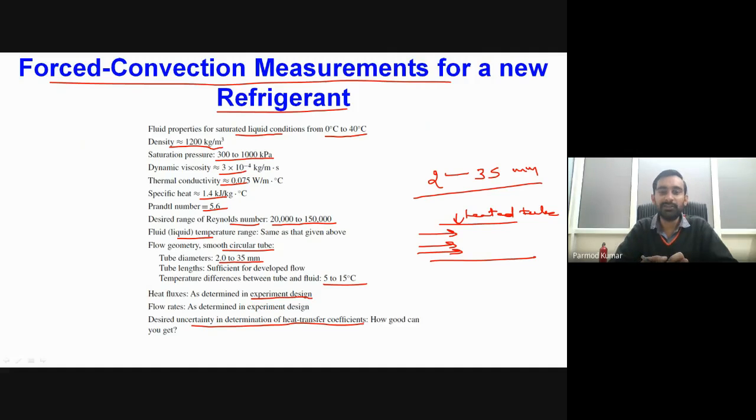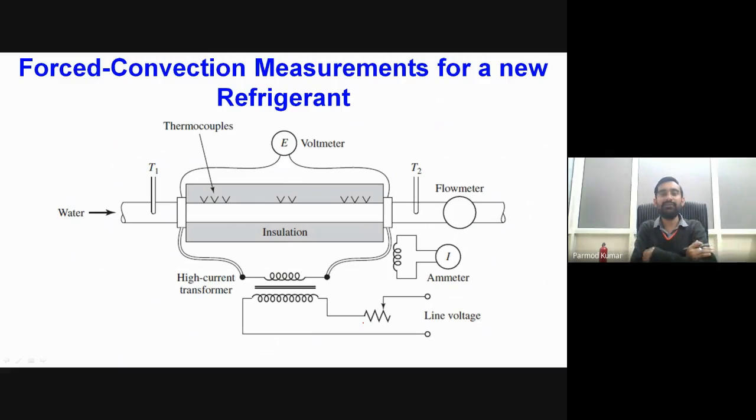Okay, so let us now try to see how we have to approach this problem. At this very first moment, you should be very clear about the type of the experimental setup, because we have to measure the convective heat transfer coefficient, and I have already told you in our earlier lectures what the general layout of the experimental facility for obtaining the heat transfer coefficient is.